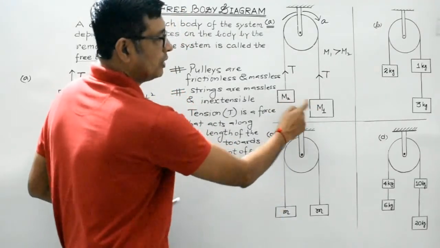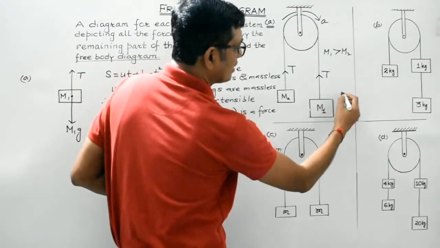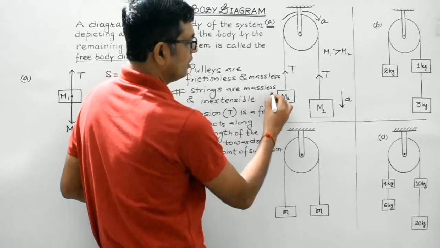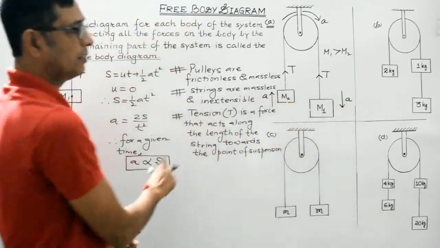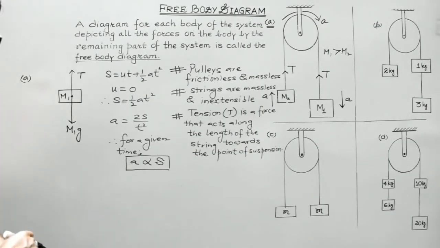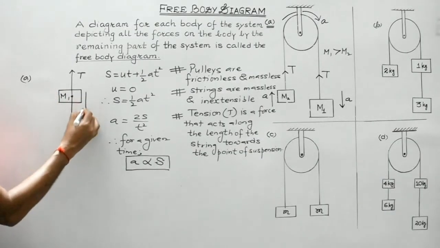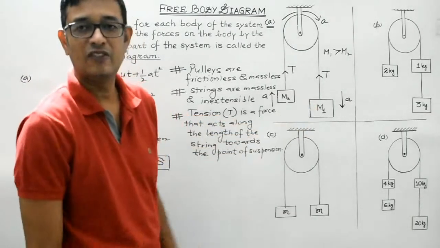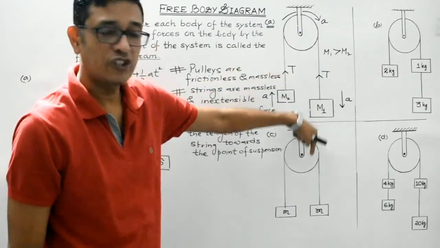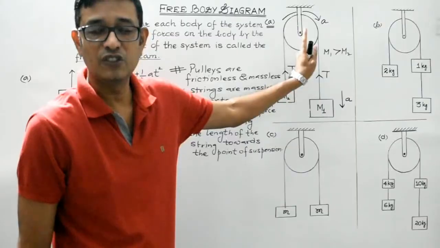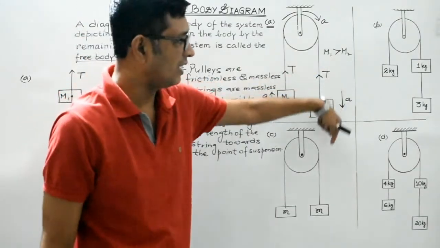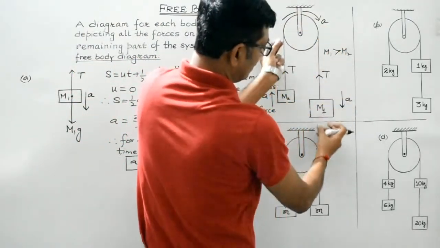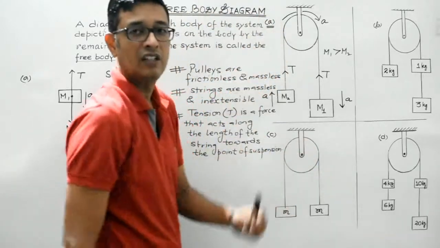Therefore, acceleration of both the bodies must be same. So its acceleration is downward, while the acceleration of body m2 is upward. And both the bodies must be having the same acceleration, right? So this is the free body diagram of mass m1, right? The forces acting on it are m1g its weight, tension in the upward direction along the length of the string towards the point of suspension, and a is the acceleration, which is downward. The system, or rather the string, is coming downward like this. This body will move downward, this body will go upward.